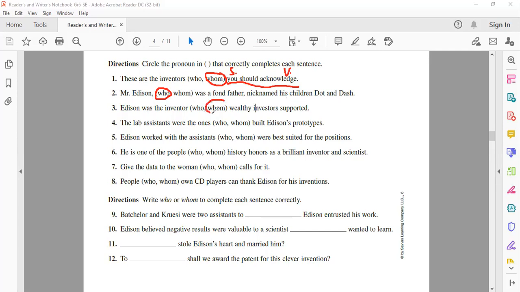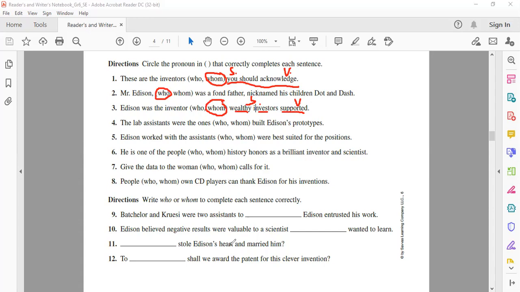Whom, excellent, because we read the sentence, wealthy inventors supported. Okay, this is the verb, supported. Who supported wealthy inventors? This is the subject. Where is the object? There's no object, so I will choose whom. Okay, let's go for Ghalia.